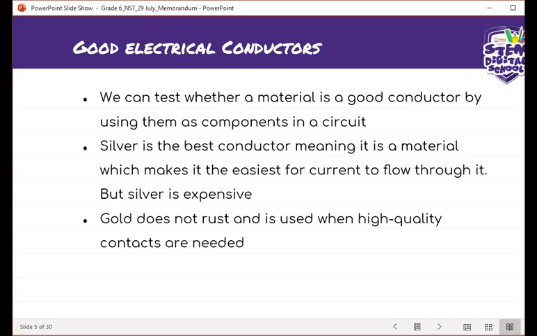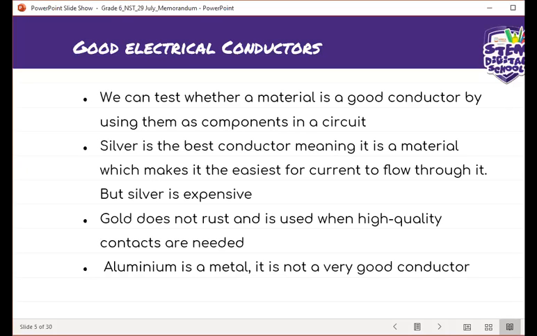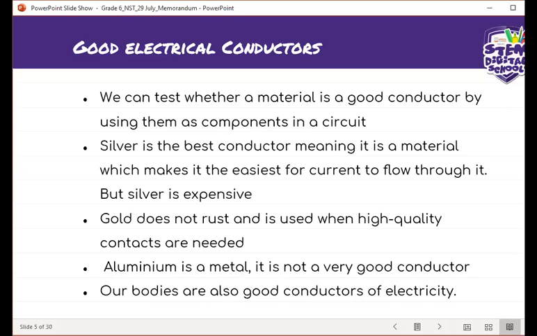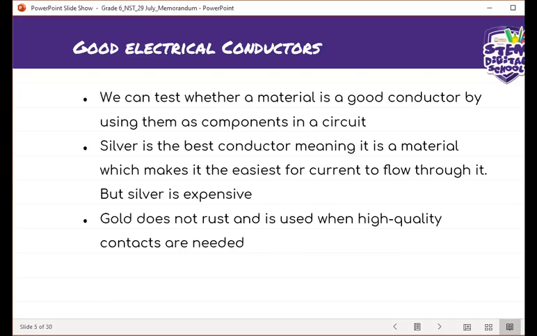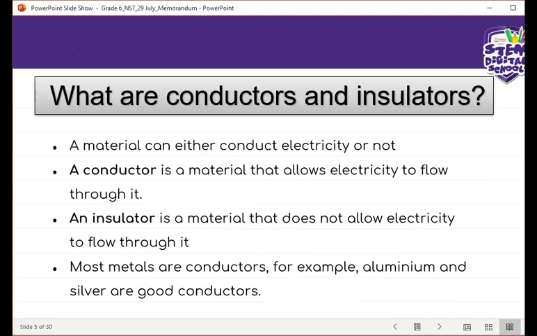Then gold does not rust and is used when high quality contacts are needed. So it's also a good conductor, but very expensive. Aluminium is a metal. It is not a very good metal conductor. Then our bodies are also good conductors of electricity.